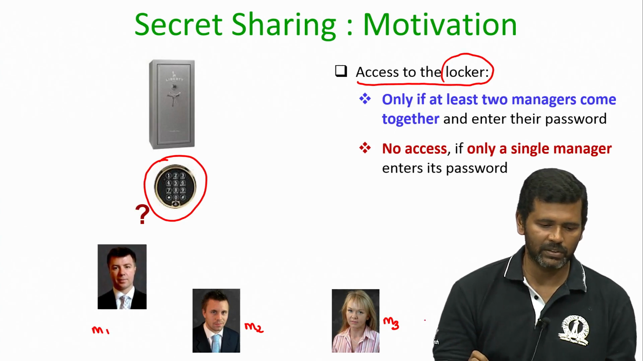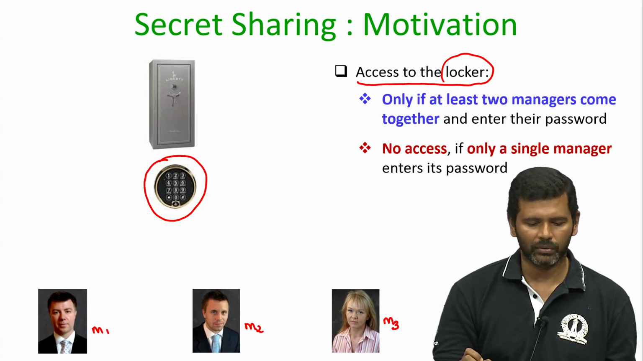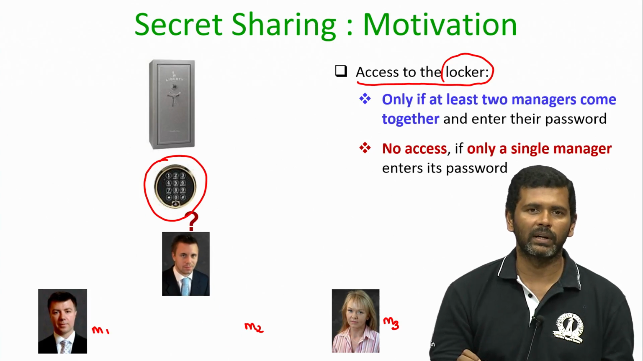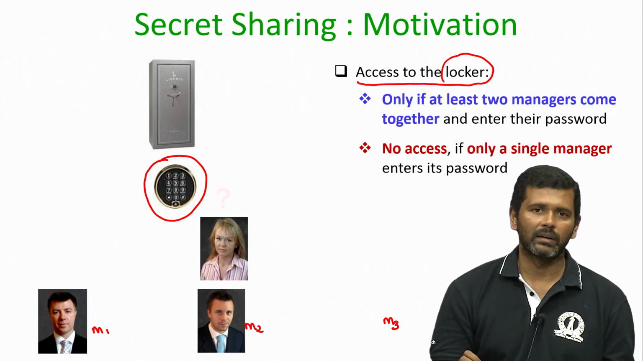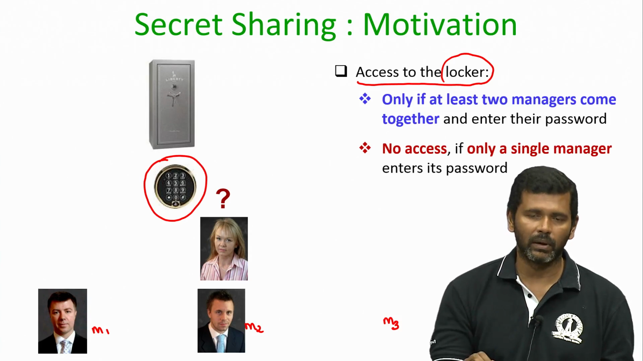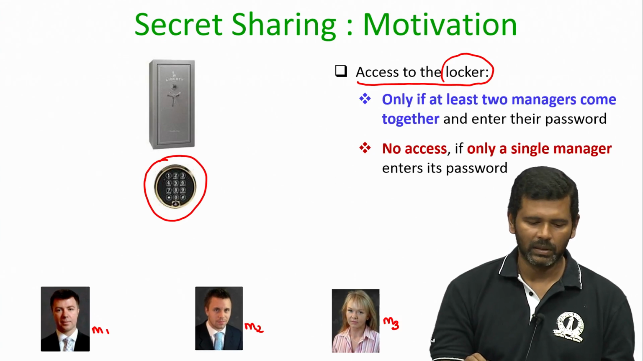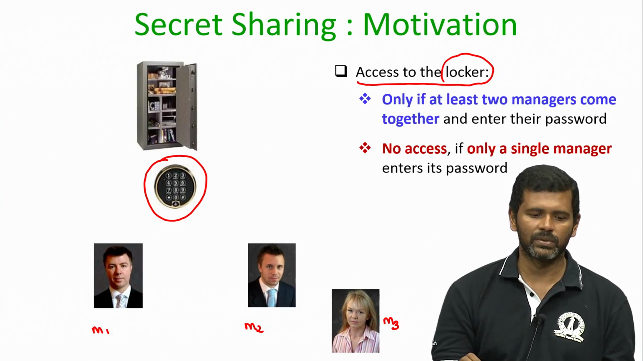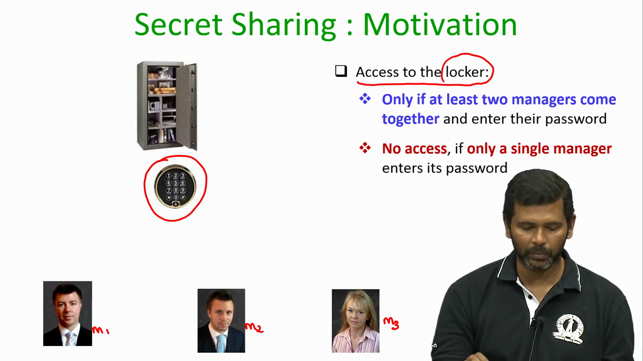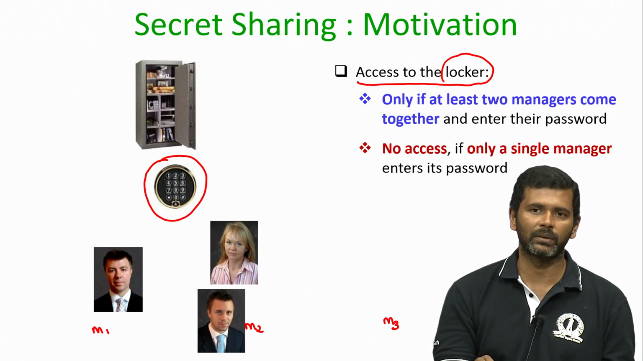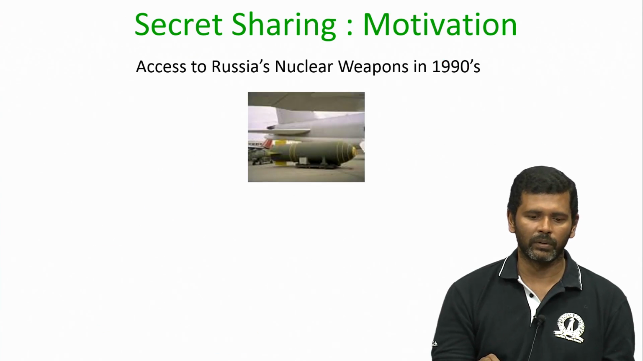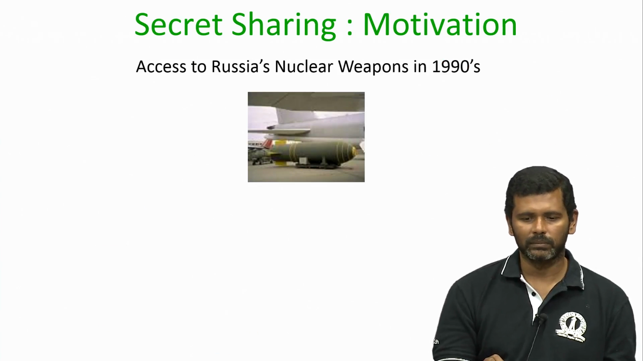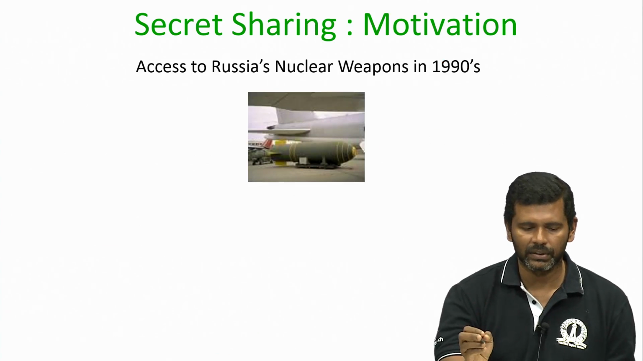For instance, if M1 just goes and tries to enter, the locker should not open. Similarly, if M2 goes and tries to open the locker alone, he should fail. If the manager M3 alone tries to open the locker, she should fail, and so on. But if the first and the second manager go together and enter their respective passwords, then the locker should be opened. In the same way, if the first and the third manager go together and enter their respective passwords, the locker should be opened.